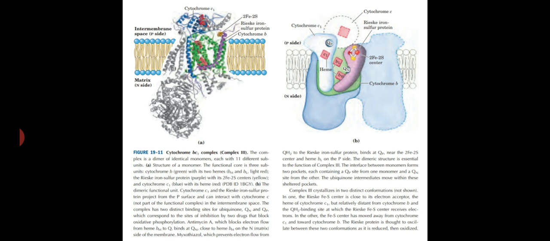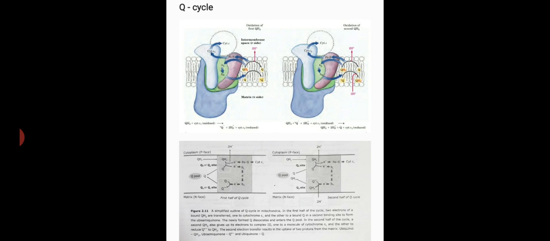The process by which electrons are transferred from ubiquinol to cytochrome C is known as the Q cycle. The Q cycle consists of two mini cycles called half cycles. Coenzyme Q is a hydrophobic and uncharged molecule and hence can migrate along the hydrophobic core of the membrane.